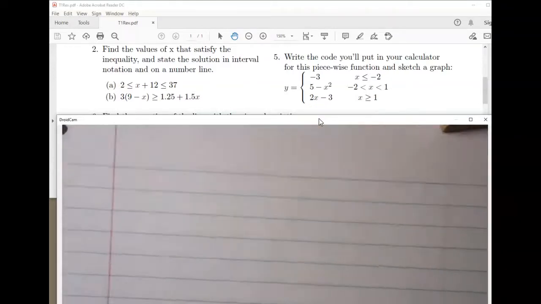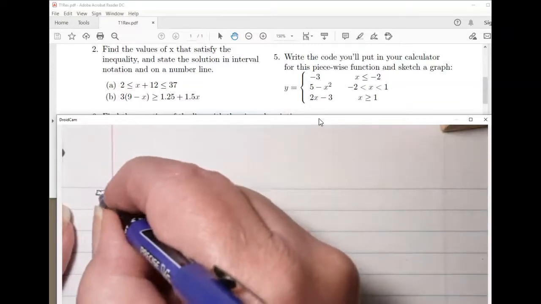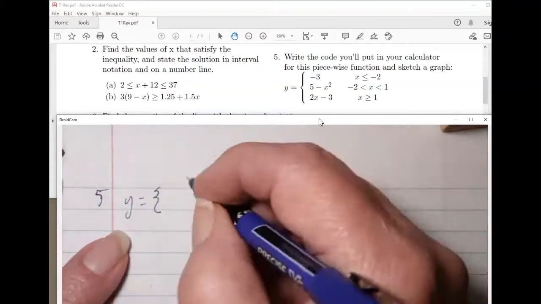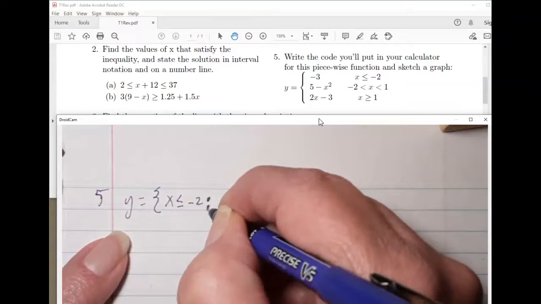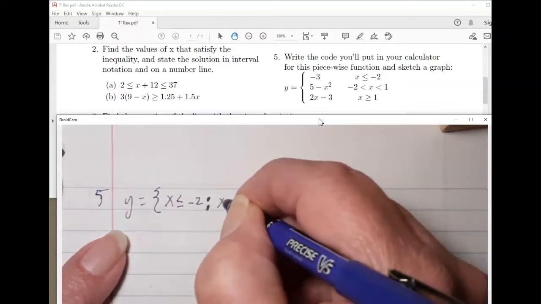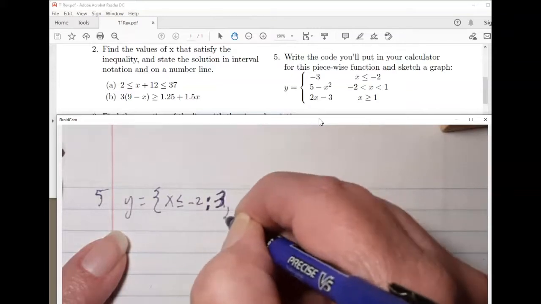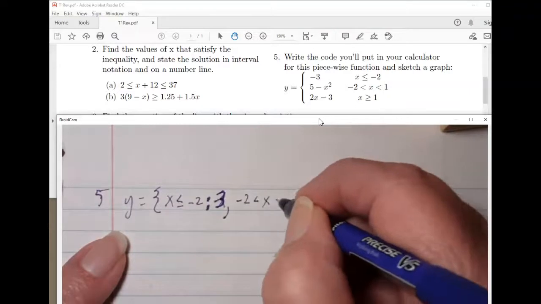for problem number 5, we first need to write down what we put in Desmos, and I require that you write this, so make sure you write it. I need the restriction first, x is less than or equal to negative 2, colon, x, this is just negative 3, comma, then the next piece. Negative 2 is less than x is less than 1.